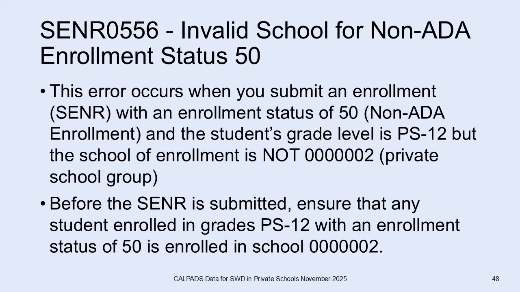SENR 0556, which is invalid school for non-ADA enrollment status. If you're going to use an enrollment status of 50 and the student is in grades preschool through 12, then it should be a private school enrollment. Okay, you must have a school of 002.